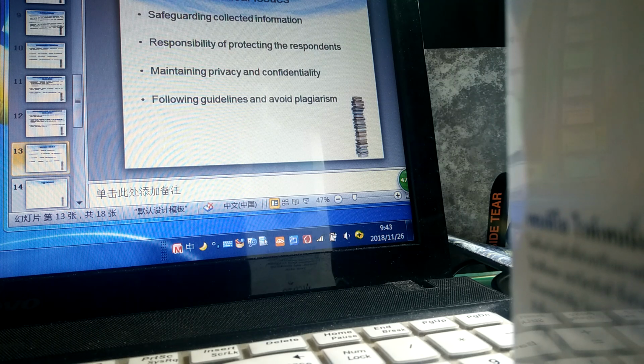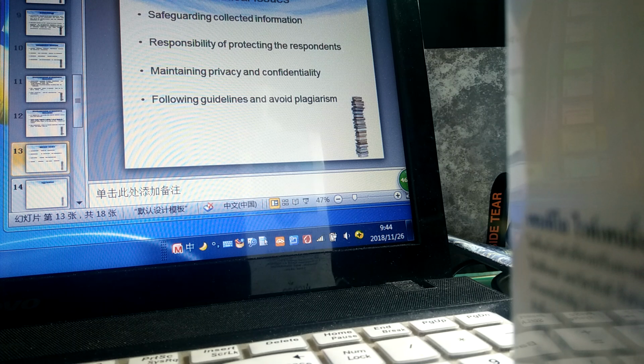Second is the responsibility of protecting the respondents. It means that the researchers should take care of their subjects from any discomfort arising due to their involvement in the research process. In addition, the researchers should inform the subjects about any risks, benefits, and the purpose of the study.